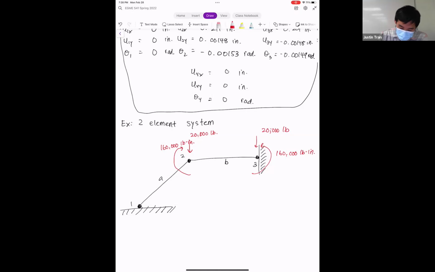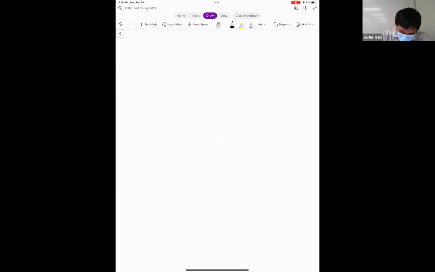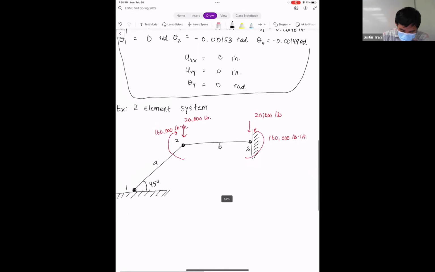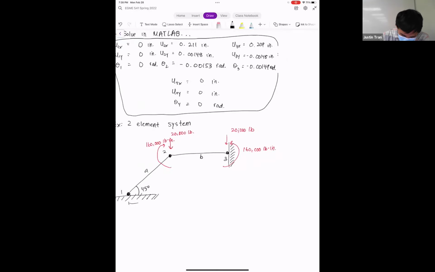So let's say this angle right here is 45 degrees, okay? This horizontal length right here from node 1 to node 2 is 30 feet. And the length of element B there is 40 feet as well, okay?